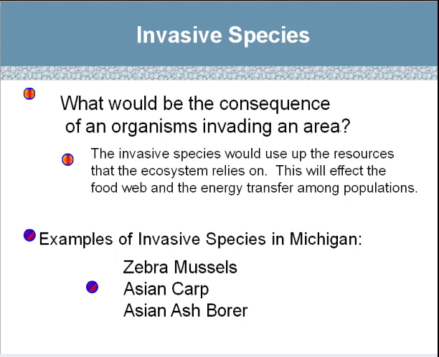What that does is it affects the food web and the energy transfer so that some species do not get what they need and eventually will die out as a result of that invasive species. We should have some examples of those in Michigan from our project. Some very common ones are the zebra mussels that are found now in Lake Michigan and the Asian carp that are in many rivers leading up to Lake Michigan. The Asian ash borer is a beetle that is found on lots of the trees that causes a lot of harm to plants.